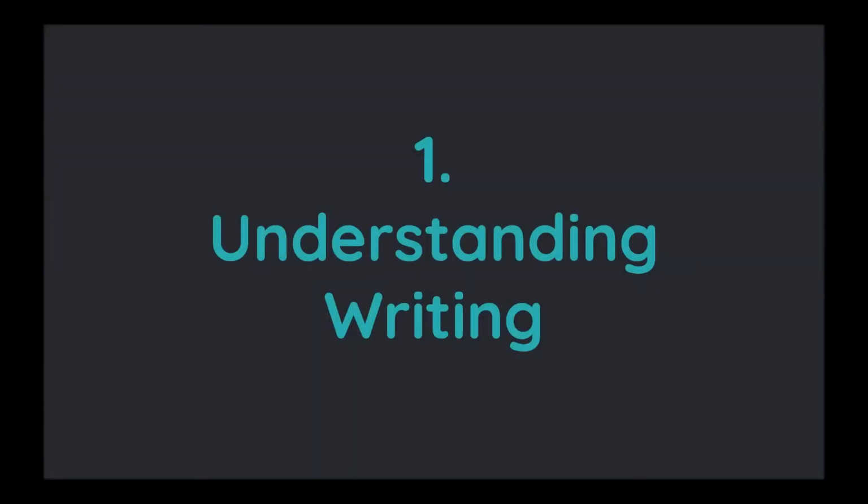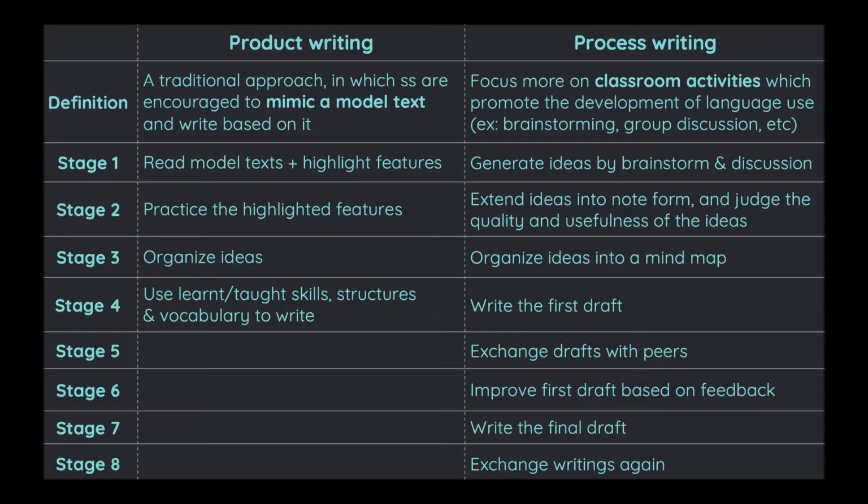As scheduled, we first go into understanding writing. So as said earlier, we've got 2 types of writing: product writing and process writing. Product writing is a traditional approach in which students are encouraged to mimic a model text and write based on it. In the first stage, students read model texts and highlight their features. Next, they practice the highlighted features, and then they organize ideas. In the last stage, they will use learned or taught skills, structures, and the vocabulary above to write their piece.